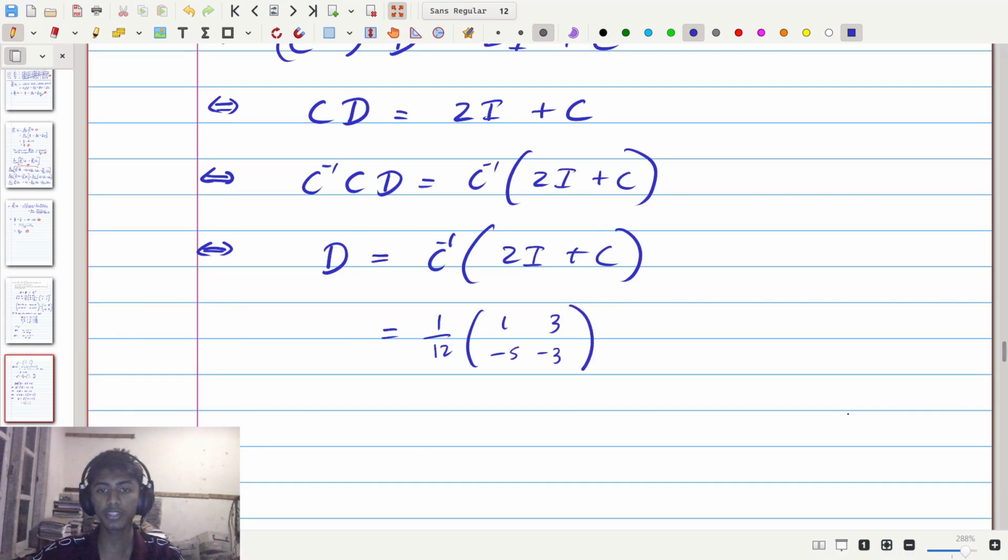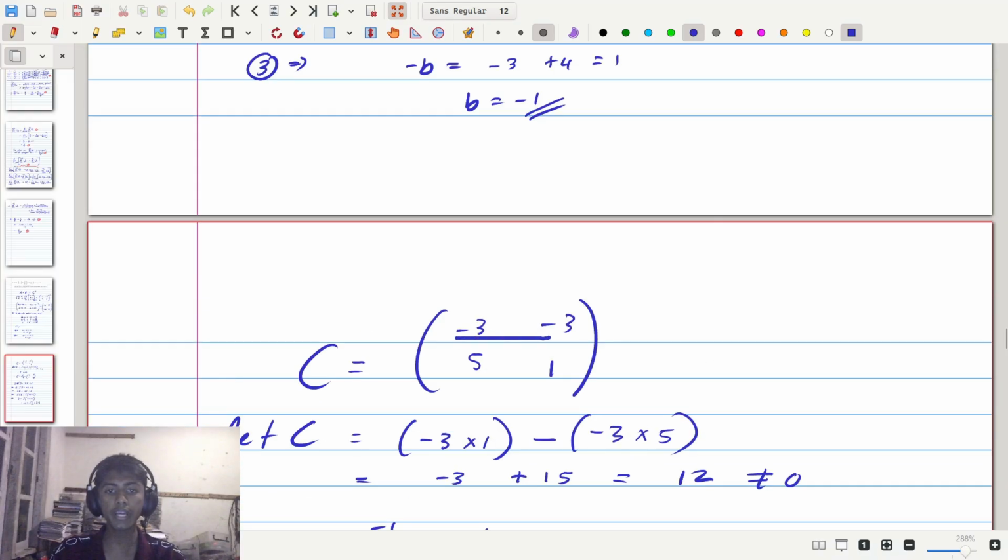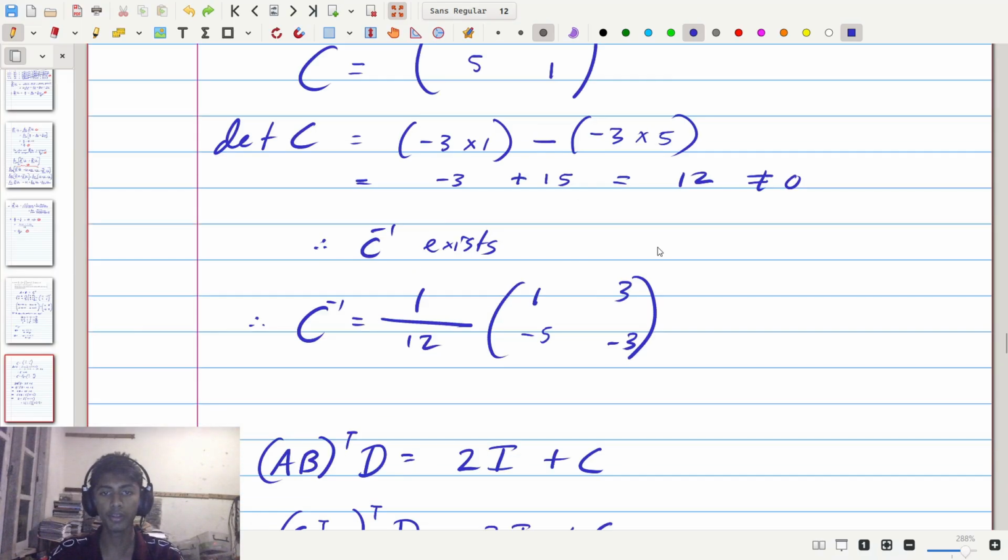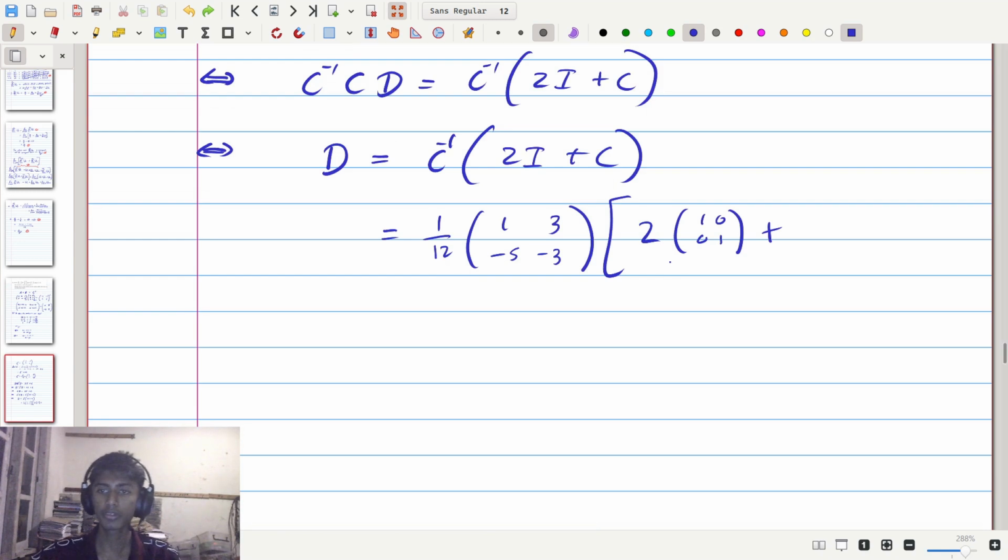the other matrix here, which is equal to 2 times the other matrix, or 2 times 1, 0, 0, 1, plus the C matrix, which is equal to -3, -3, 5, 1.